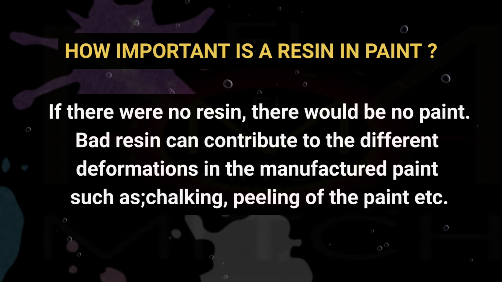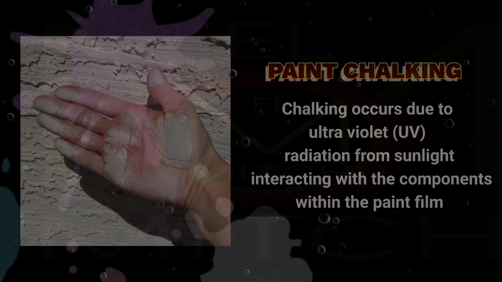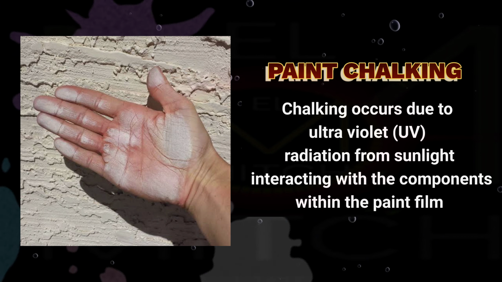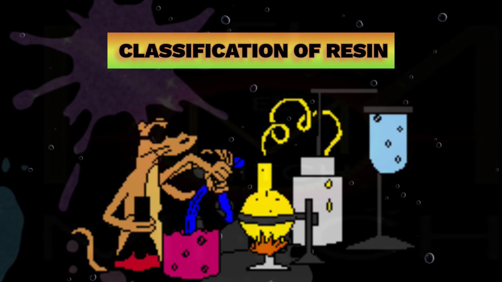If there were no resin, paint could deform either by chalking or by peeling off, and there are several different types of deformation of paint due to the use of a bad binder, that's a resin that is not suitable. So we can call a resin a binder in the paint industry. Without a resin, there would be no paint.